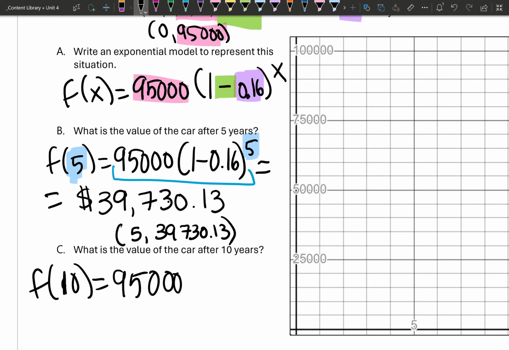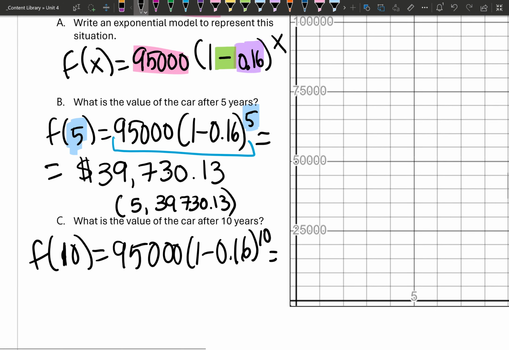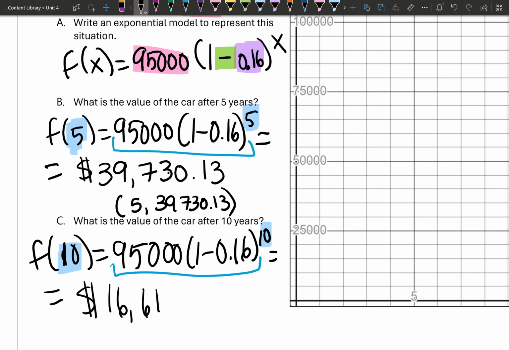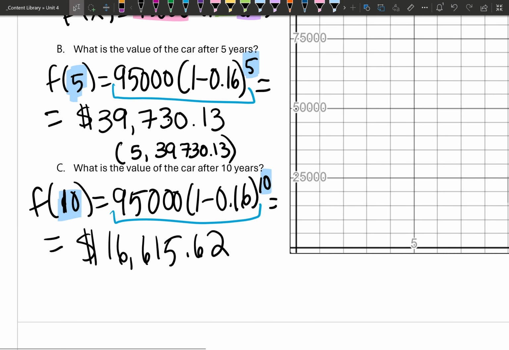So after 5 years, it's $39,000. Imagine how much it's going to be worth after 10 years. Or maybe you're guessing in your head, I don't know. But let's plug it into our calculator and find out how much it's really going to cost after 10 years. You ready? It's going to cost $16,615.62. And that's if you took really good care of it, right? If you didn't take great care of it, it might be worth less money.